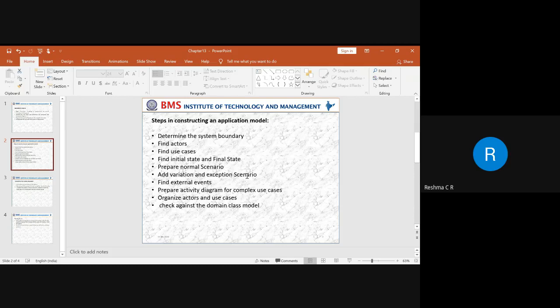The next thing is we need to identify the initial and final events. Before identifying any events or processing, we need to identify which is the first event that has to be carried out, and which is the last, or when the process is going to be completed. That we call the initial and final events. For that, we are identifying the use cases.